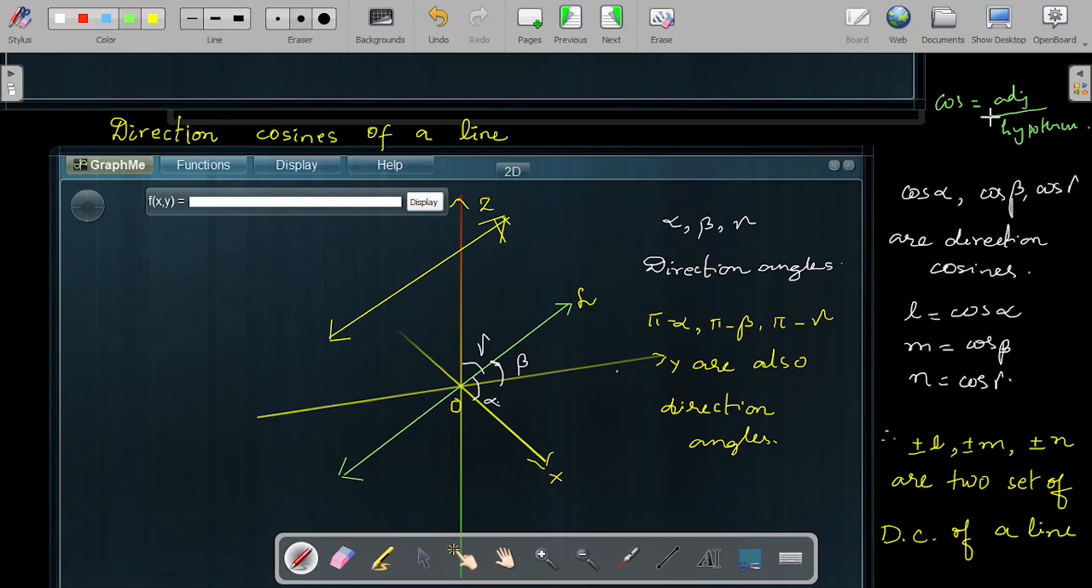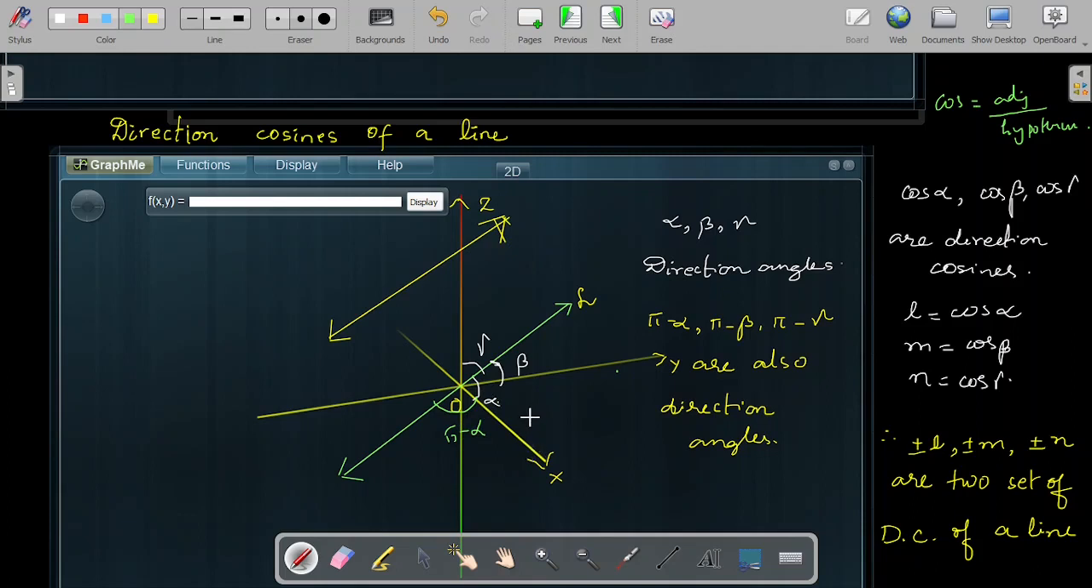I will tell you why only the function cos is used here. To know that, you have another set of direction angles as well. That is, if alpha is the angle made by the line with the positive direction of x-axis, the same line makes another angle with the positive direction of x-axis, which is pi minus alpha, because the angle along a straight line is 180 degrees. So if this is alpha, this is pi minus alpha. That is also an angle made by the line with positive direction of x-axis.